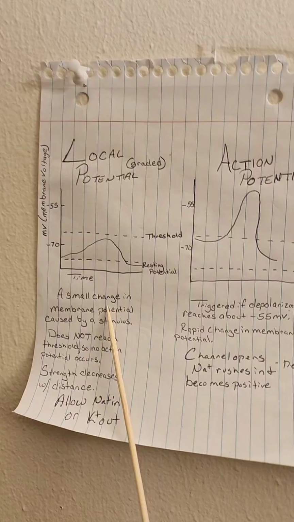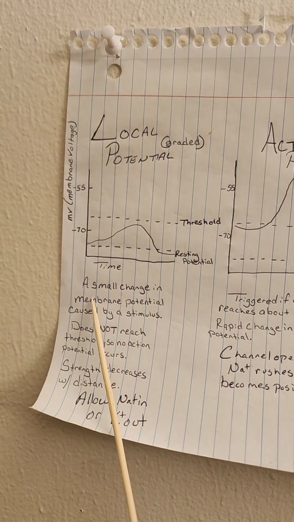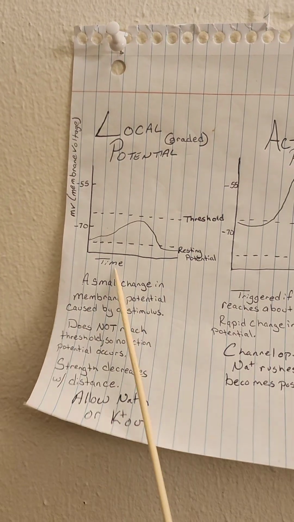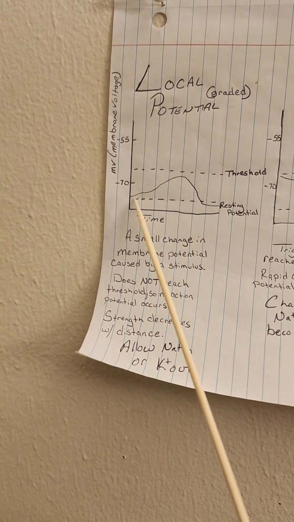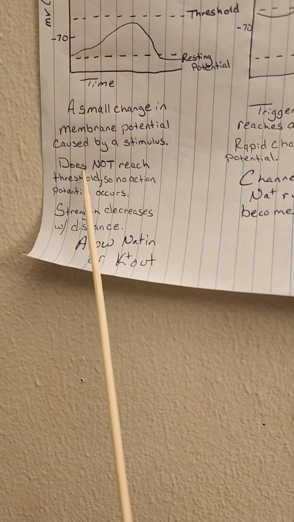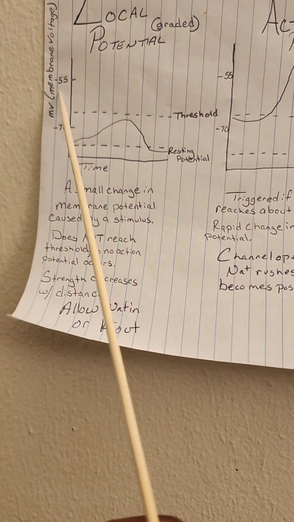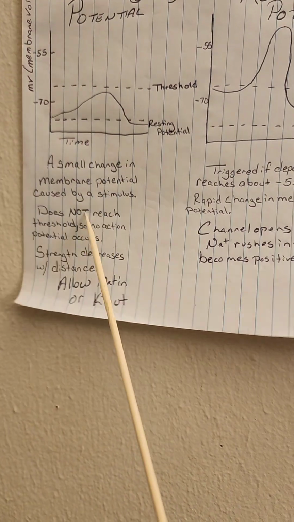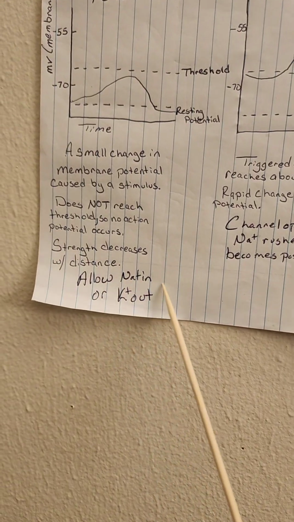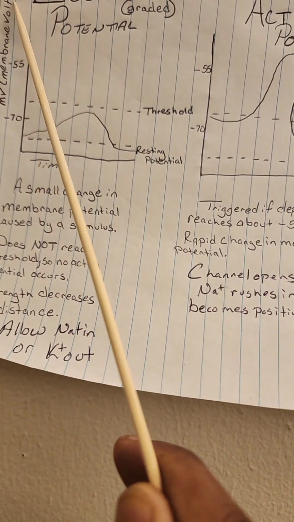Action potential, over here we have local potential, aka graded, which is a small change in the membrane potential caused by a stimulus. It's a small, gradual change. It's not going to be too immediate or too strong of a change. It does not reach the threshold, so there's no action potential. As you see, the threshold is often negative 55. It's not even close to that. But it slowly allows in sodium or potassium out slowly, and it's graded by mV, which is the membrane voltage.